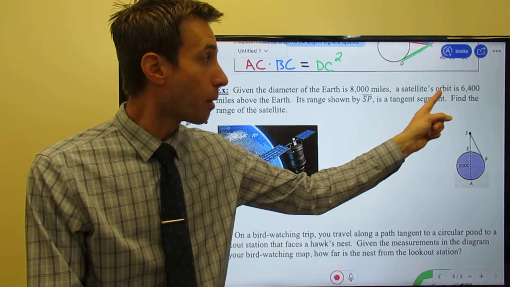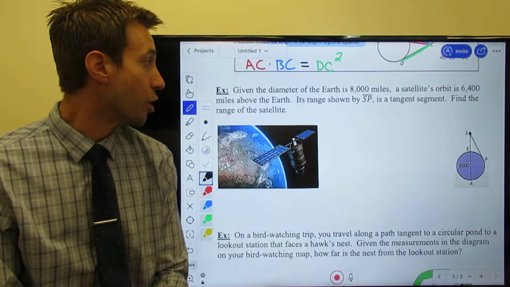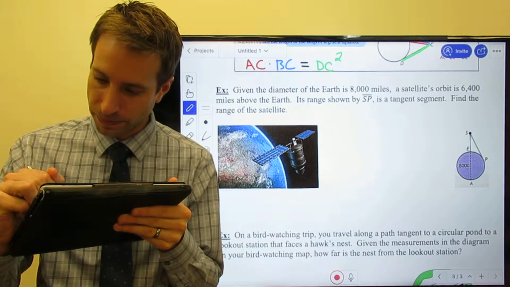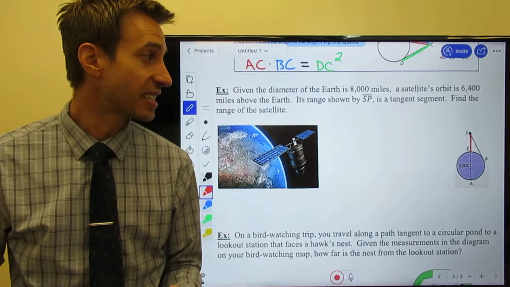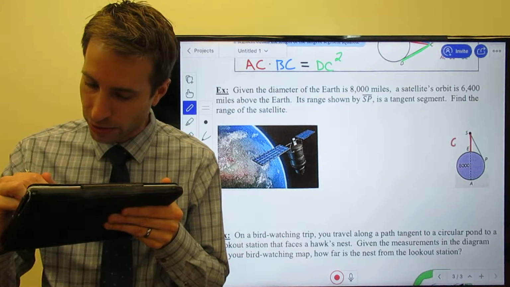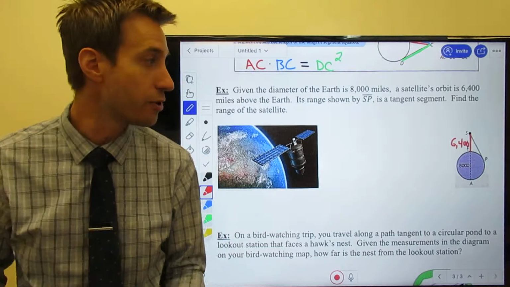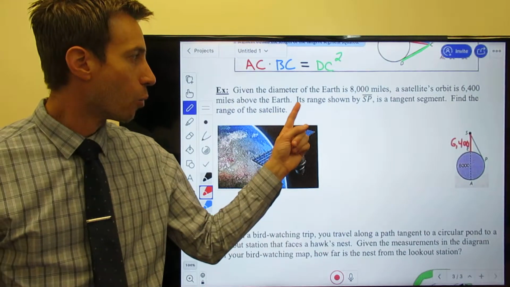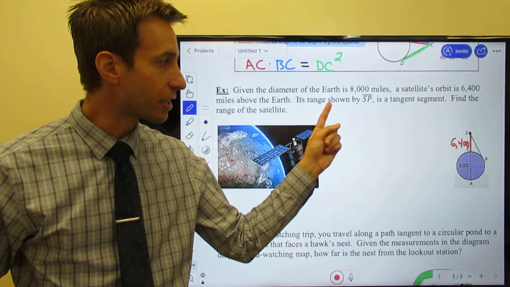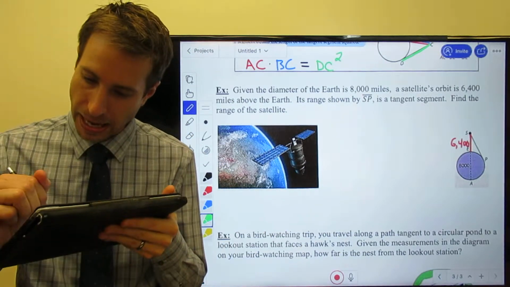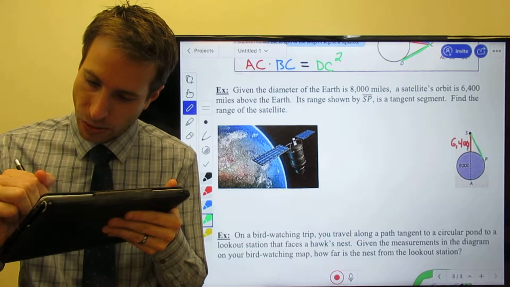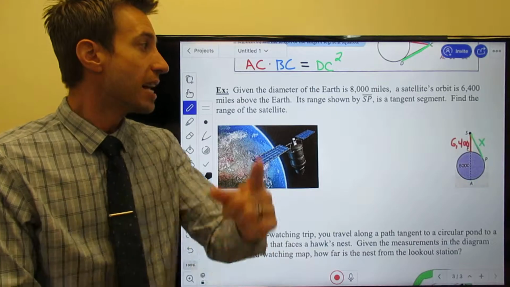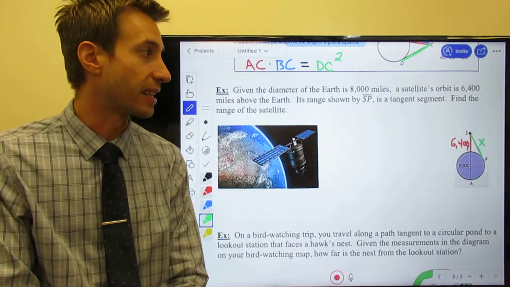Now, a satellite orbit. The satellite's orbit is 6,400 miles above the Earth. I didn't put that in my diagram, but you can do so right now. Right there, it is 6,400 miles above the Earth. So 6,400 is going to be that guy right there, SE. Here's what I want you to know. What is the range of the satellite shown by SP? I want to know this guy right here, SP. Go ahead and put your X right there. I want to know what the range of that satellite is. It is the tangent segment. We're trying to find the length of the tangent segment.